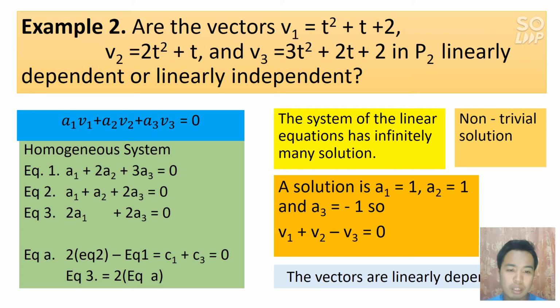The system of linear equations has infinitely many solutions. So there is a non-trivial solution. A solution, for example, can be a sub 1 is equal to 1, a sub 2 is equal to 1, and a sub 3 is equal to negative 1. So you can have v sub 1 plus v sub 2 minus v sub 3 is equal to 0. The vectors are linearly dependent.